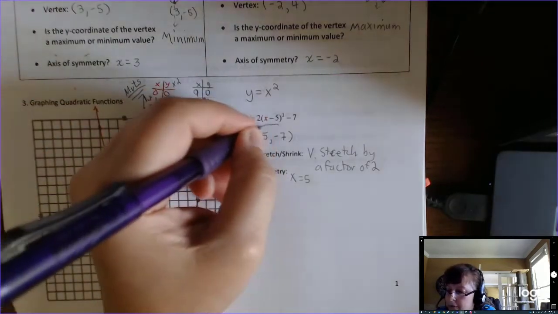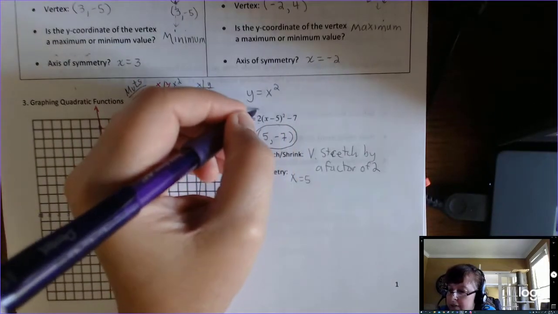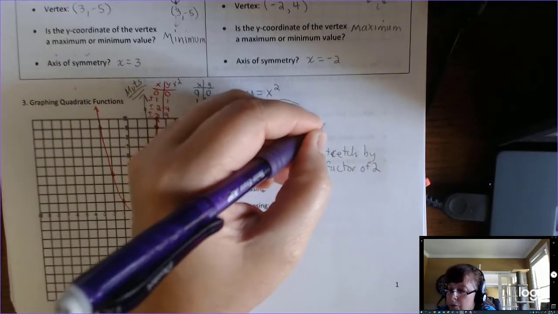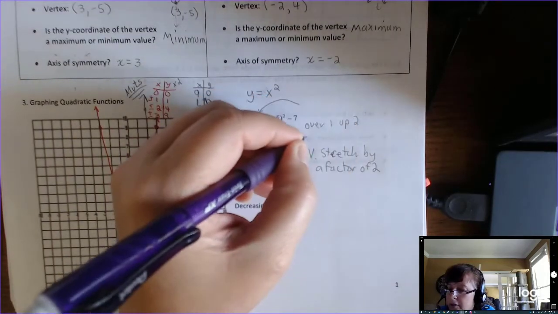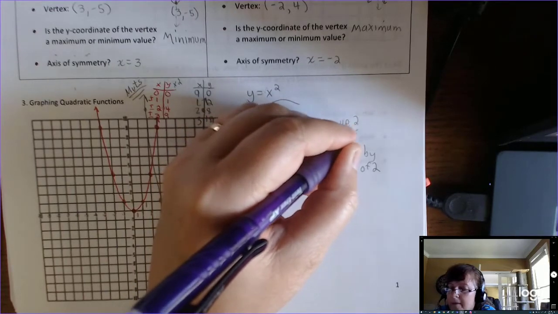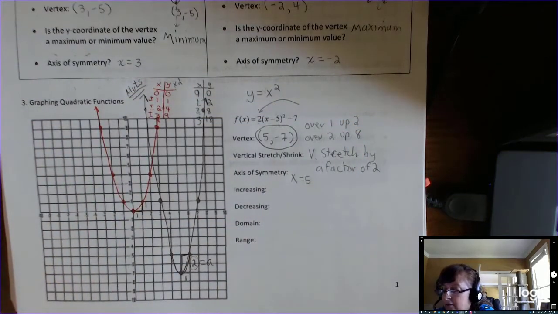You just graph the vertex, and if this is a 2, from that vertex you just go over 1, up 2, over 2, up, not 4, 8, etc.